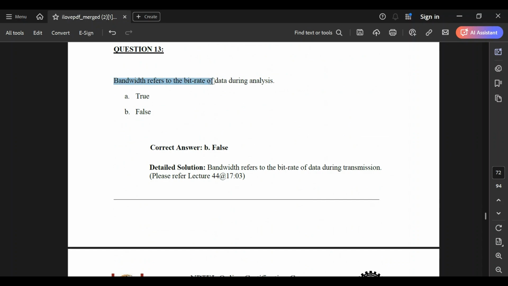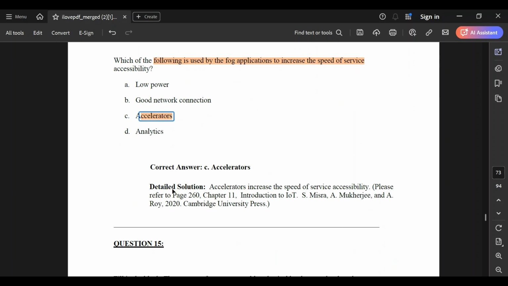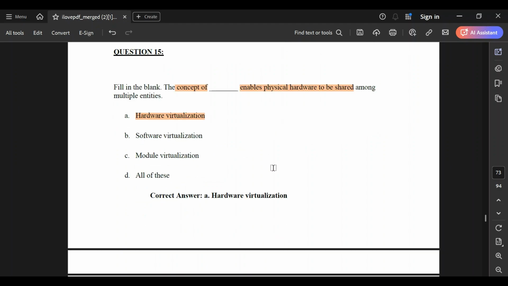Bandwidth refers to the bit rate of data during analysis. This is false. Bandwidth refers to the bit rate of data during transmission. It is transmission. Which of the following is used by fog appliances to increase the speed of the service accessibility? So it is accelerators. Accelerators are used to accelerate it. The concept of dash enables physical hardware to be shared among. So it is hardware virtualization. Hardware virtualization is there.